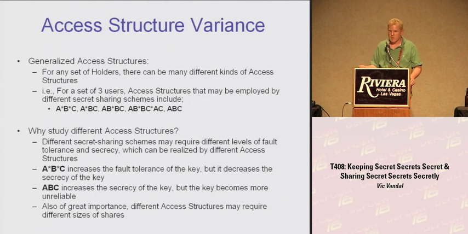So if you have A or B or C that can recover the information, that increases the fault tolerance. So I distributed a key to three people. I can get any one of those three people to bring their information together and recover the data, but it decreases the secrecy because it can be fully compromised by any one of those three people. If I require all three people to get together to recover the information, that increases the secrecy, but the key becomes more unreliable because if any one of those informations or machines goes down, I've lost an integral piece of that shared secret, and I can no longer recover my information.